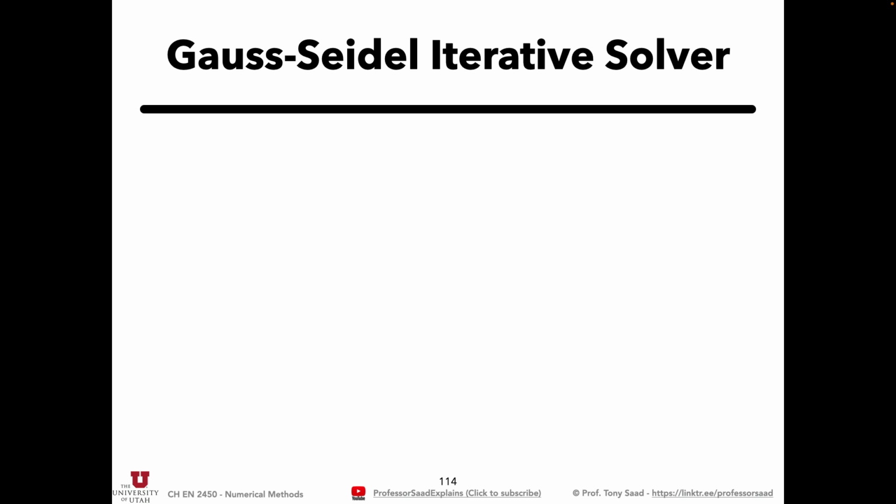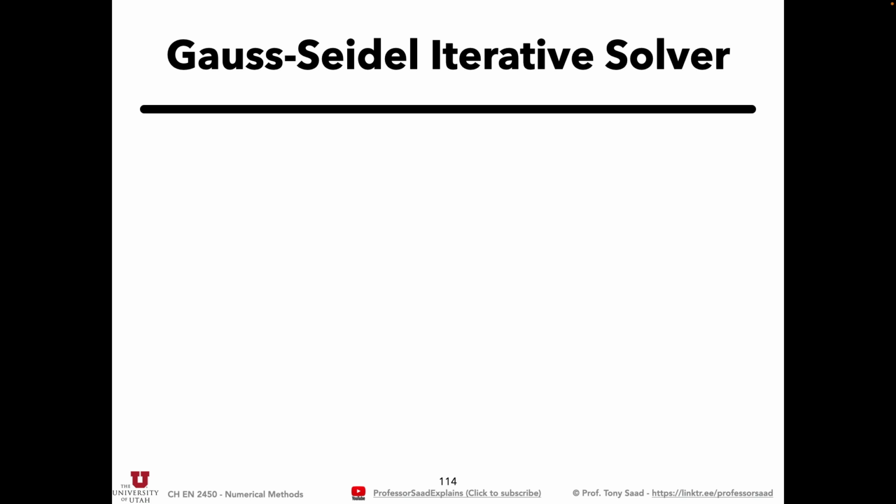Jacobi says use only the previous values. But we say, why not use the one that I just computed? Do you think it's going to affect convergence? Kind of makes sense, right? We have new information. We have a new updated guess for x1. So why not use it in x2? Then now you have x1 and x2. You go to x3. Like, why not use those instead of the old values?